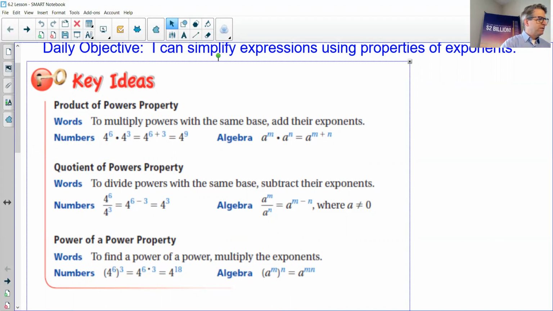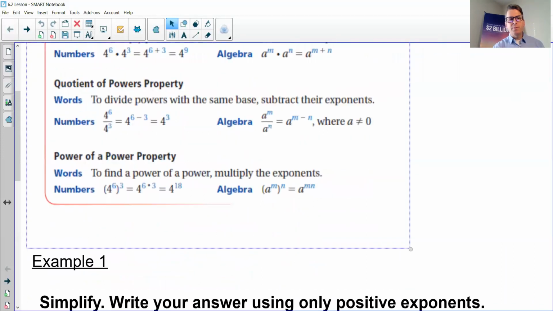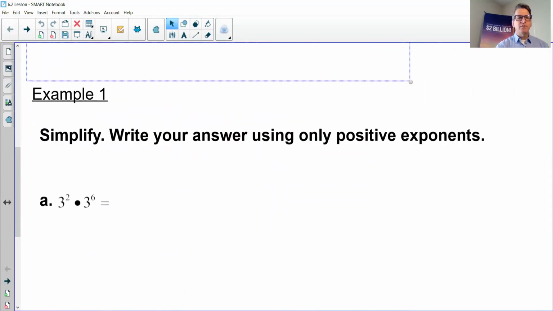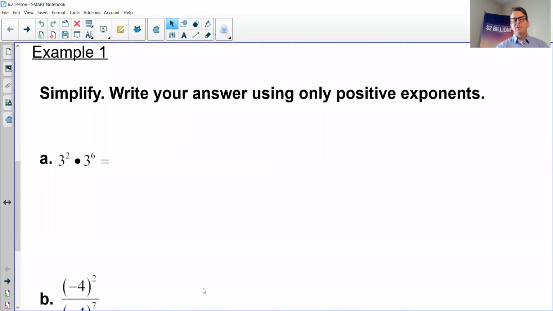Okay, so today's lesson encompasses 1, 2, 3, 4 examples, and a few on your own, so we're going to go at a pretty good pace here, okay? All right, this first one, write your answer using only positive exponents, 3 to the second times 3 to the sixth.